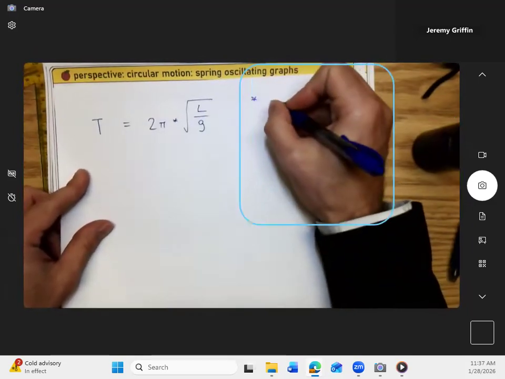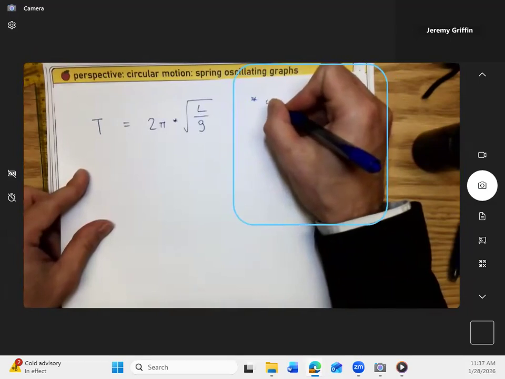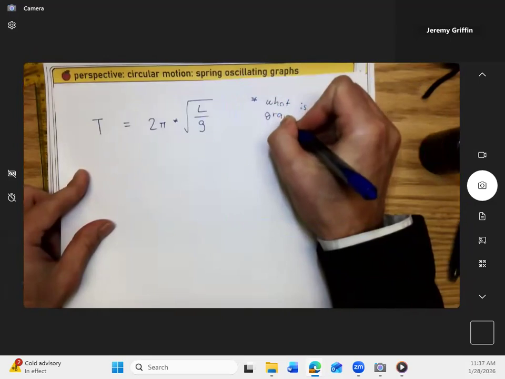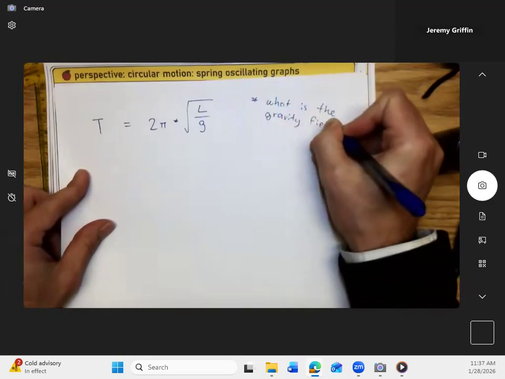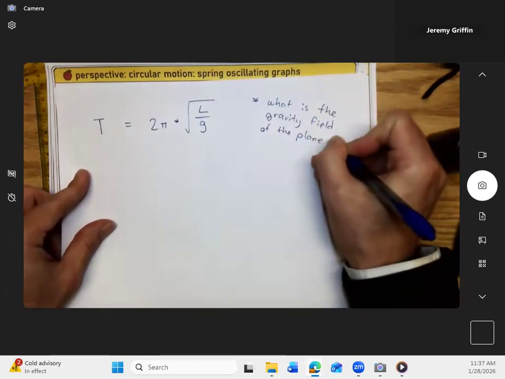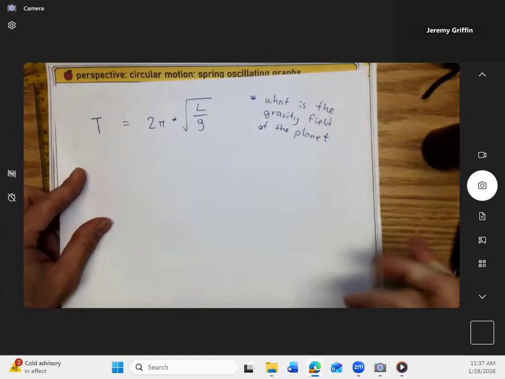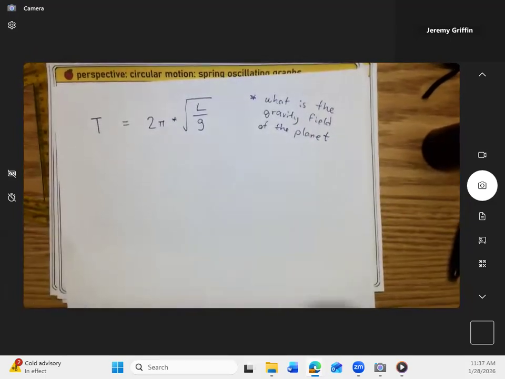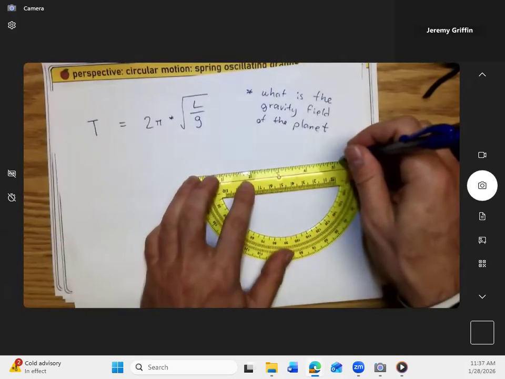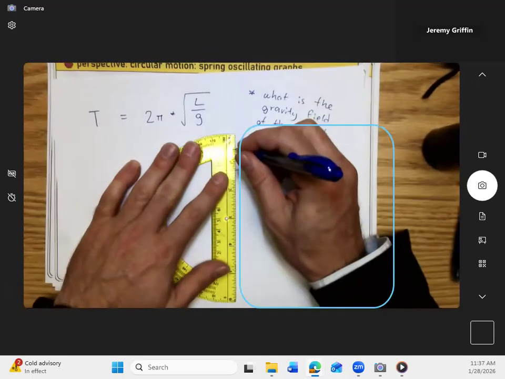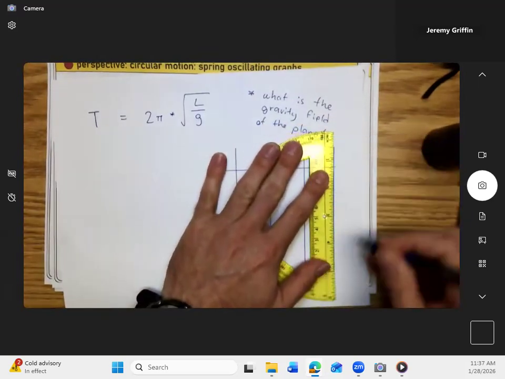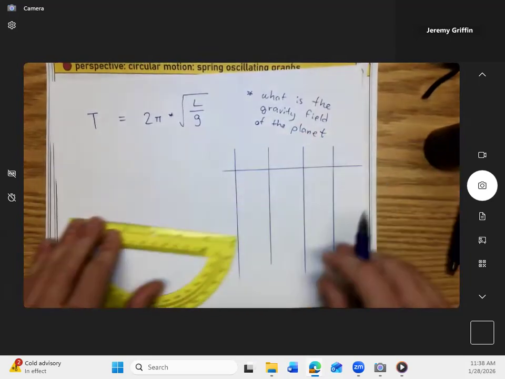Suppose you're on some planet. I'm going to say, what is the gravity field of the planet? And I'm going to walk you guys through a process that would probably be how AP would pitch you this question. So everybody's writing this down, right? They would probably give you a table of values. Guys, everybody make a 4-column table. You guys got 4 columns? 1, 2, 3, 4?